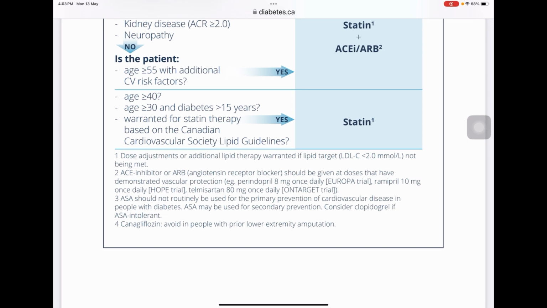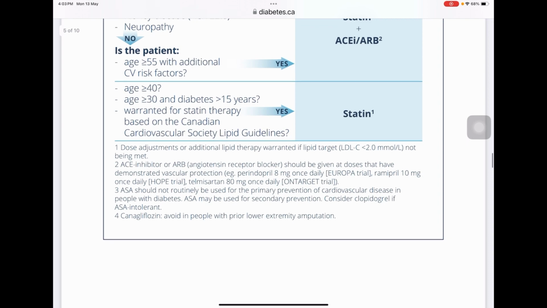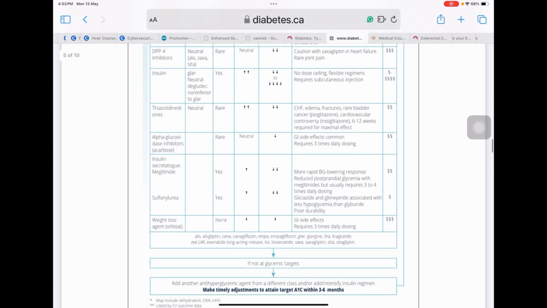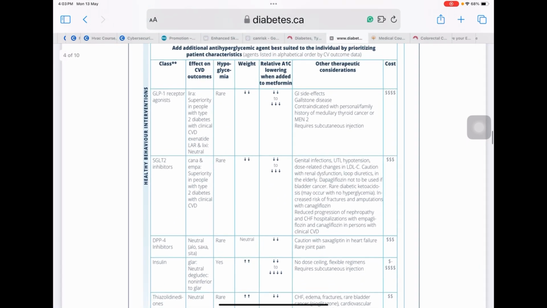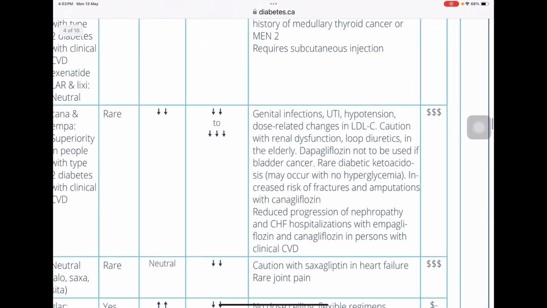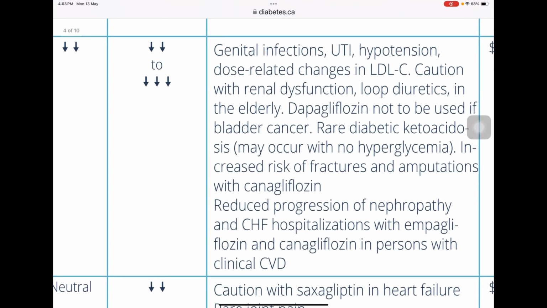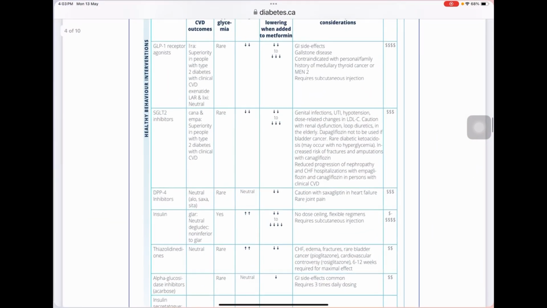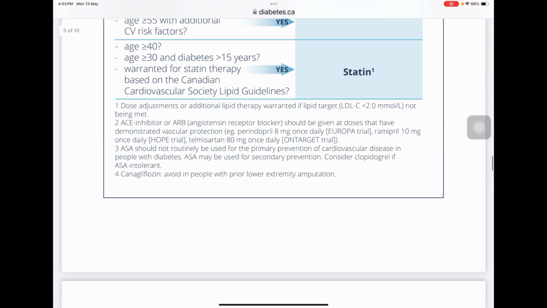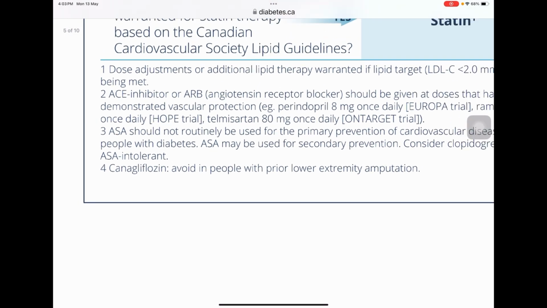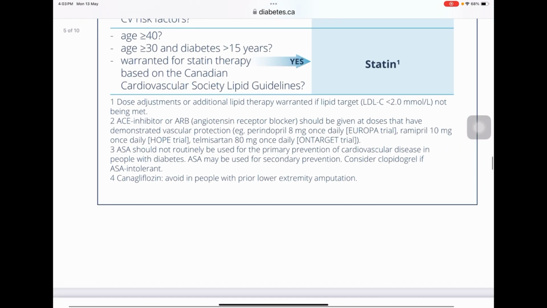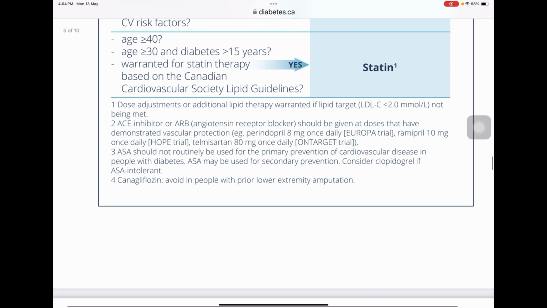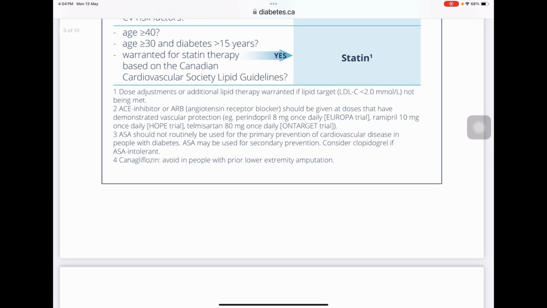Canagliflozin: avoid in patients with prior lower extremity amputation. Why? Because, as we have read here, it is written that there is increased risk of fractures or amputations with canagliflozin. So you are supposed to be very careful with patients who already had a prior amputation, and now you're giving canagliflozin. No, that's not recommended. You may replace it with empagliflozin or any other SGLT2 inhibitor.